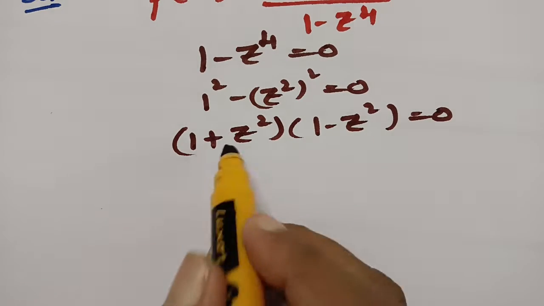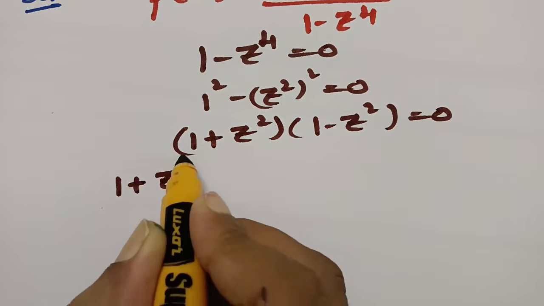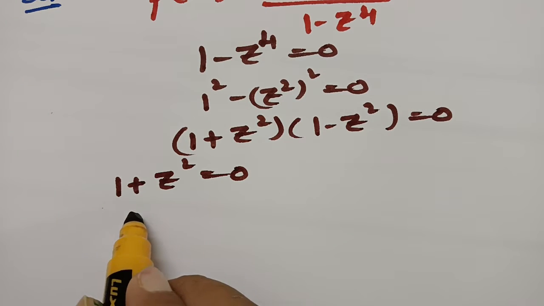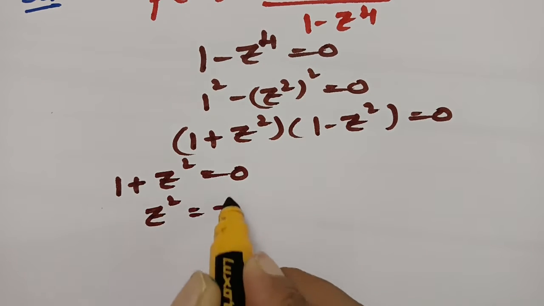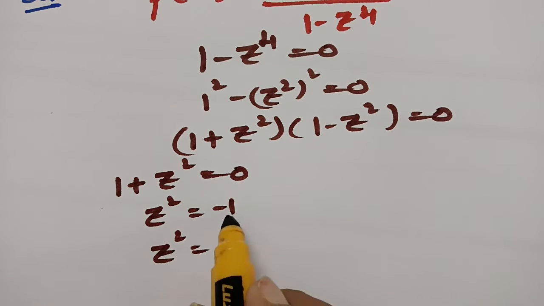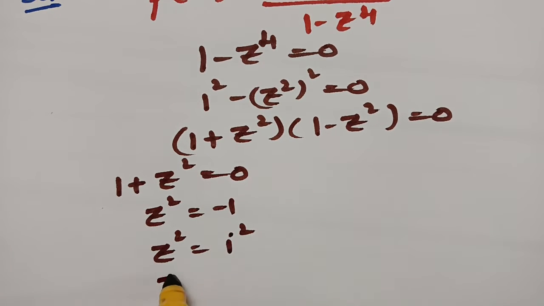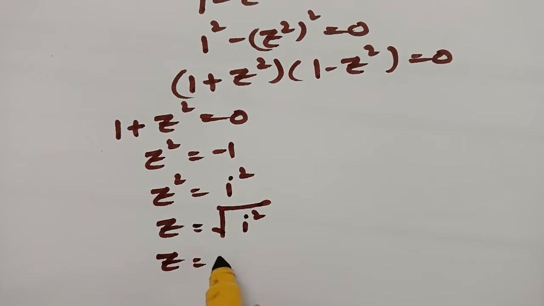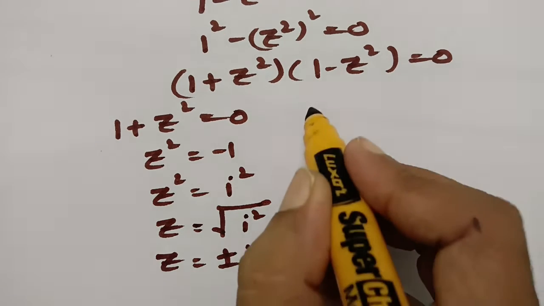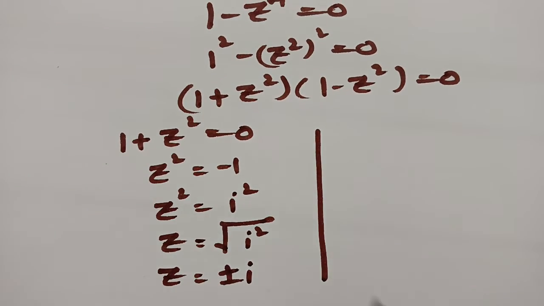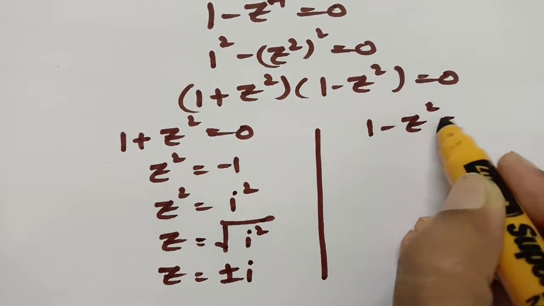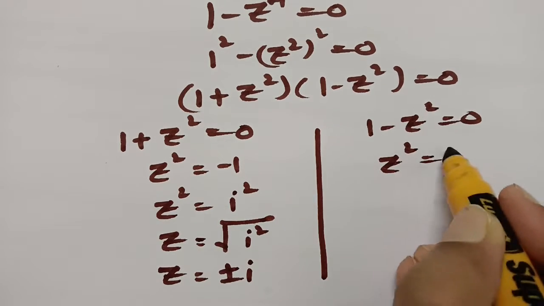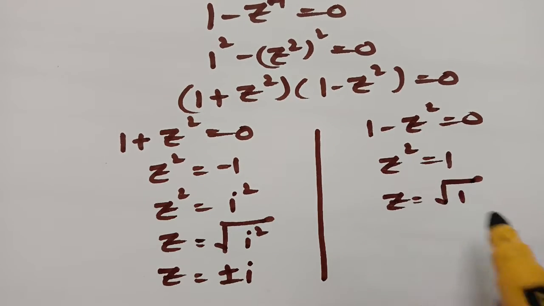If I equate the first factor to 0, that is 1 + z^2 = 0, this can be written as z^2 = -1, and -1 can be written as i^2. If I take the root, z = ±i. And next, if I equate 1 - z^2 to 0, here z^2 = 1, z = root of 1, and z = ±1.